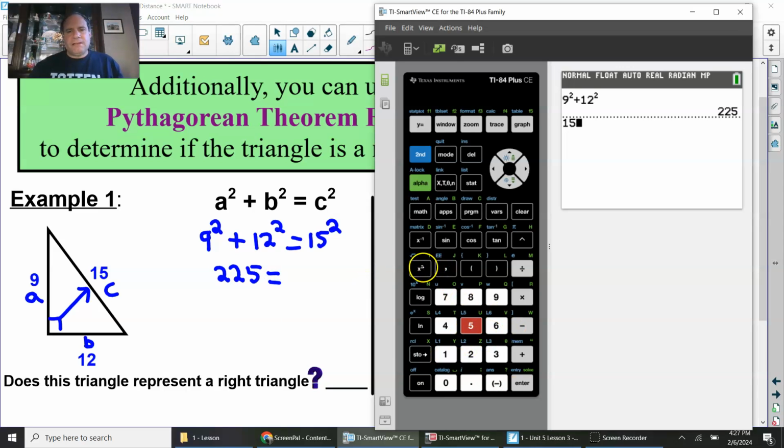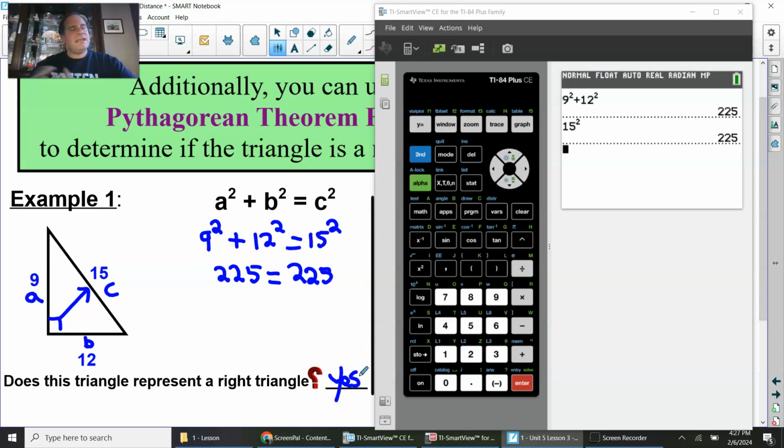15 squared on the right side is also equal to 225. Notice that they are equal. Does this represent a right triangle? Yes, it does. And that is it. That's all you have to do.